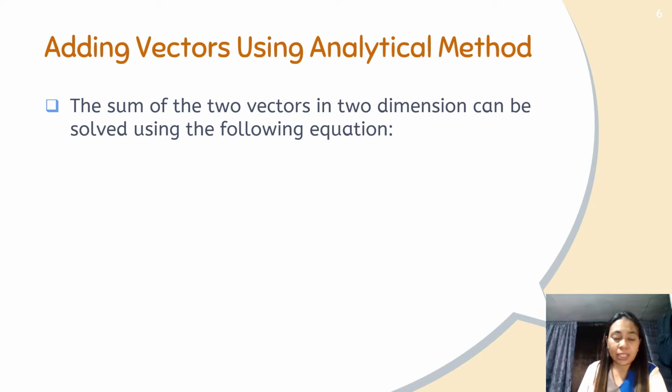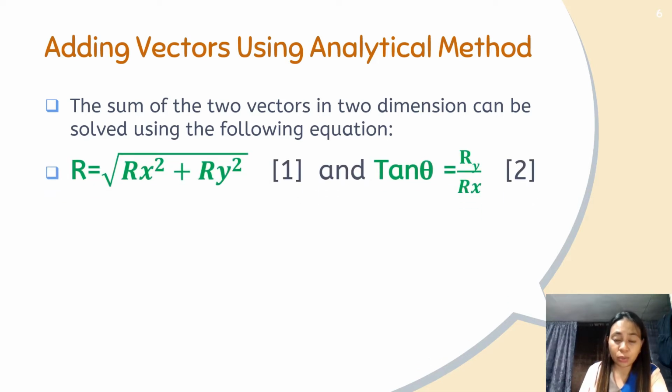Okay, so let us have a recall first that the sum of the 2 vectors in 2 dimension can be solved using the following equations. So we already have introduced these equations to you last previous video. Okay, so your resultant vector is equivalent to the square root of your rx square plus ry square, and to get the angle is to use this formula, tangent theta is equal to ry divided by rx.